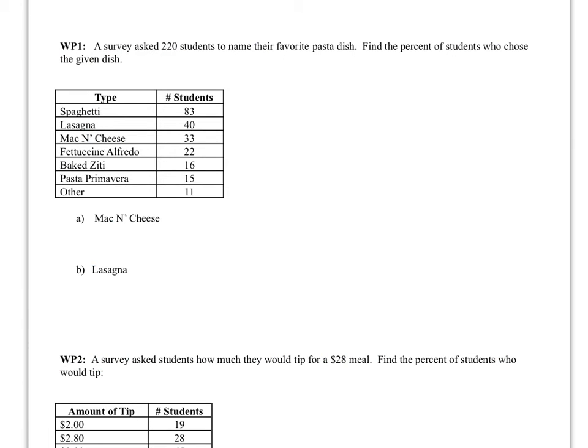So on these problems, we are finding the percent of students that chose a certain type of pasta dish. This is where it might make more sense, rather than thinking of it as is over of, to think of it as part over whole equals percent over 100. So for mac and cheese, I can see that 33 students chose mac and cheese. That's the part of my students that chose mac and cheese, 33. And all of my students, my whole, is 220. And they told me that up here.